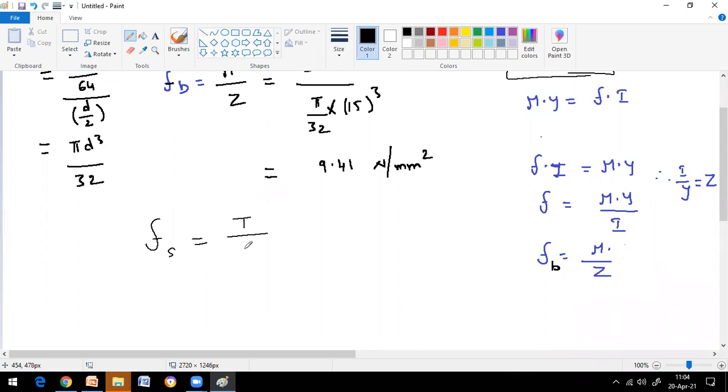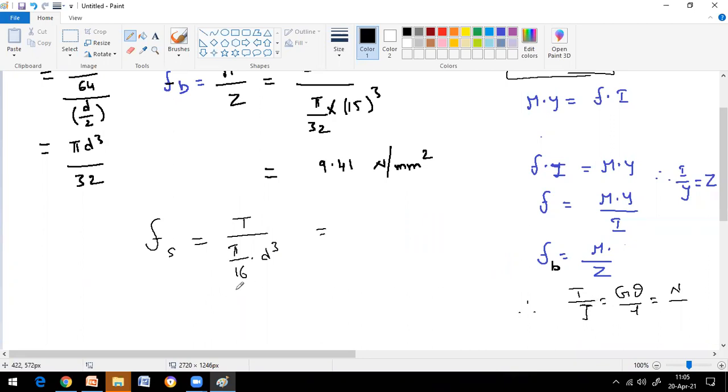T by what? What will you get here? Pi by 16 d cube. Very good. Pi by 16 d cube. Can anyone tell the torsion formula for circular section? Very good. Pure torsion formula: T by J is equal to G theta by L is equal to tau by R. From this relation, T by J is equal to G theta by L.